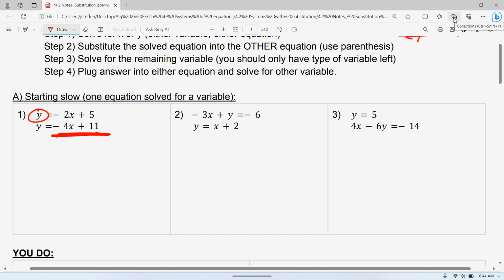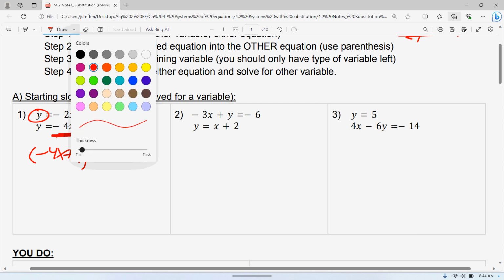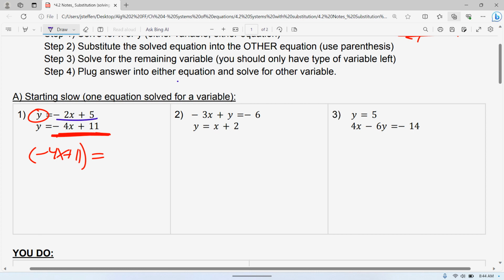Use parentheses, but the thing is, a lot of students try to decide when they need them and when they don't need parentheses. They end up messing that up sometimes. I wouldn't worry about it. If I were you, I would always use parentheses. I do that for the most part. So negative 4x plus 11 is equal to, the rest of the equation doesn't change at all. So this part, we didn't do anything with that part.